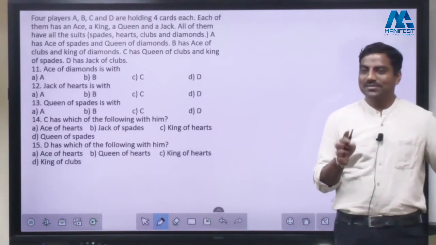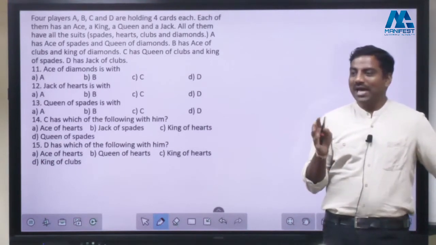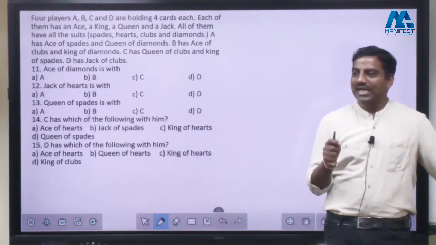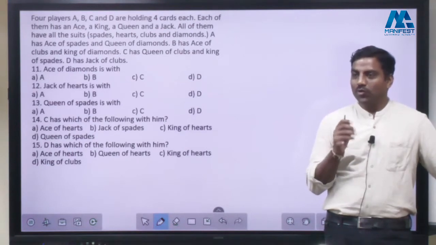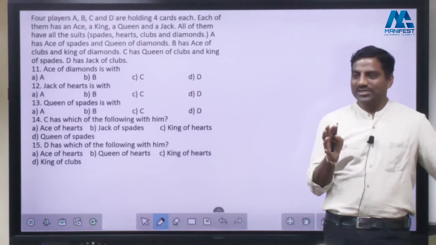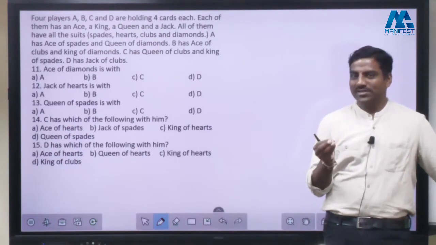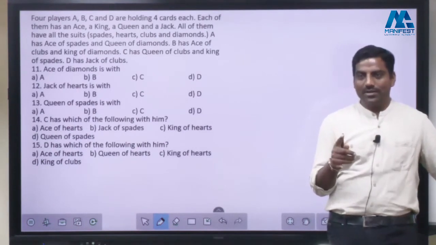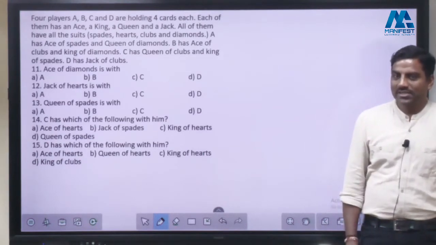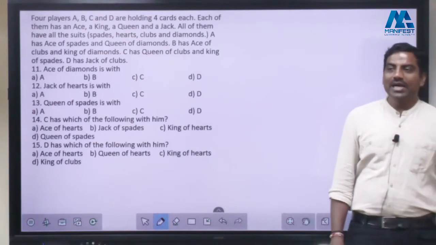See, gambling is a problem. Gambling is illegal. But you can play cards. If you don't know, please play cards. Not to waste time, but to gain some knowledge. Because in probability, there will be a few questions on cards. There are playing cards only. How many cards will be there?